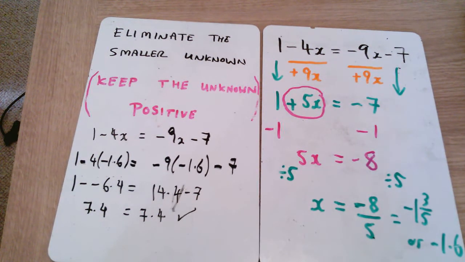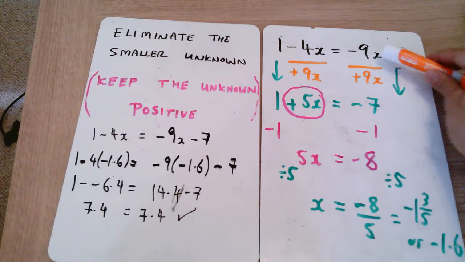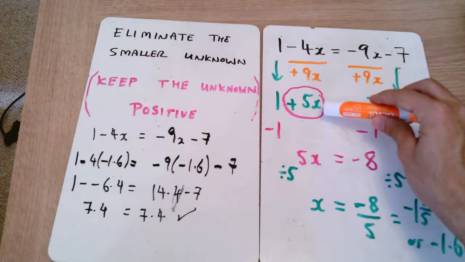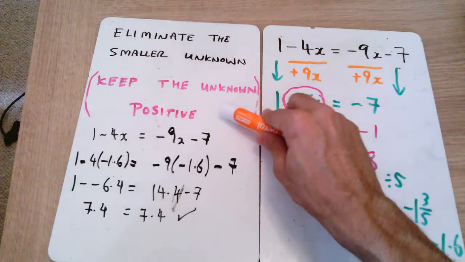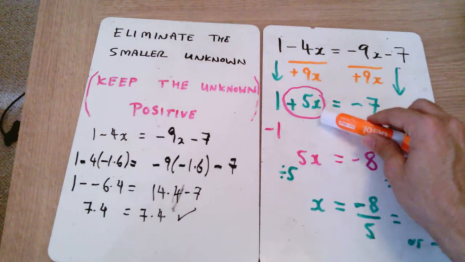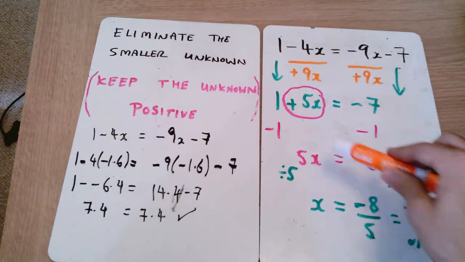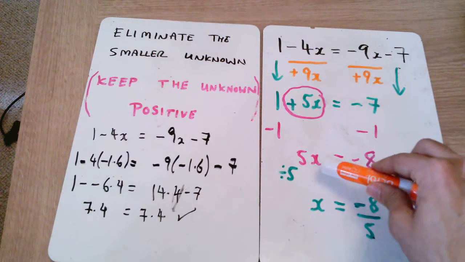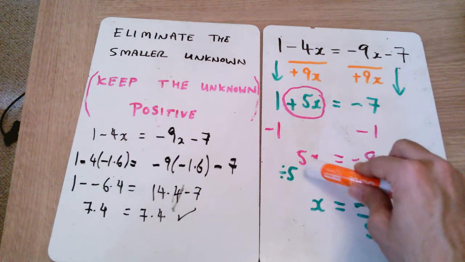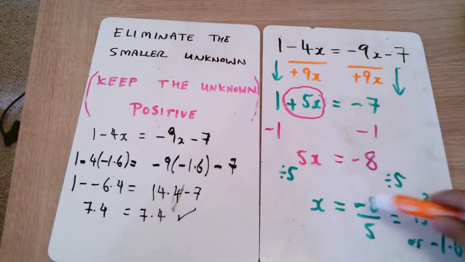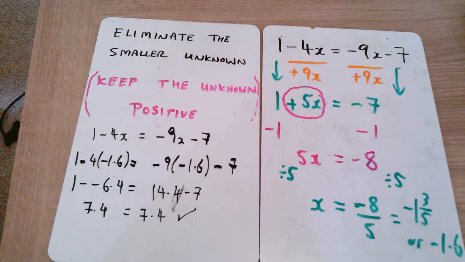But the method was still the same. We eliminate the smaller unknown, which was the minus 9x, which made this a positive 5x. The unknown is now positive. And now we solved it accordingly. Subtract 1 from both sides to isolate the term with the unknown, and then divide by the coefficient, divide by the 5 to make x equal to minus 8 over 5, or minus 1 and 3/5, or minus 1.6.